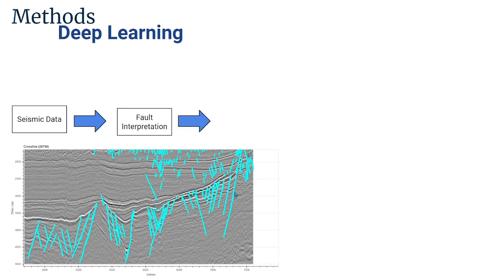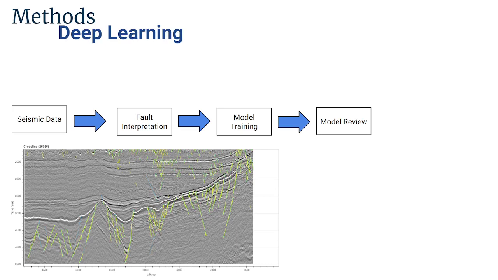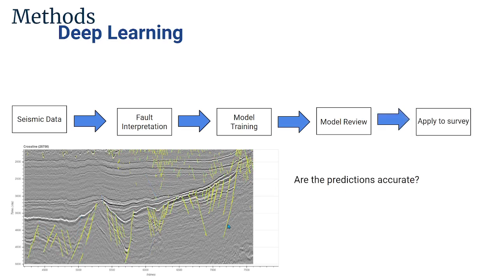Models were then trained using these labels and selected hyperparameters to identify faults. After training, model predictions were reviewed for accuracy. Here, the yellow lines indicate the model's predictions. If they were accurate, the model was applied to the entire survey. If not, the labels were checked.